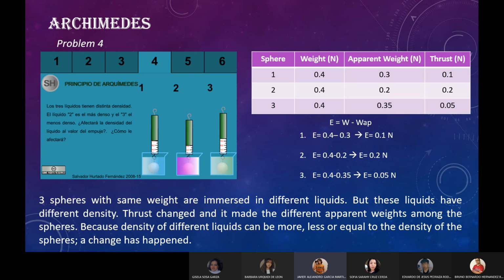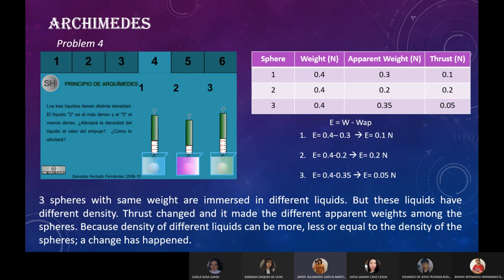The thrust is obtained with the formula of weight minus apparent weight. So for the first sphere, 0.4 minus 0.3, we obtain a thrust of 0.1. The second one is 0.4 minus 0.2, equal to 0.2, the thrust. And the third is 0.4 minus 0.35, equal to 0.05.